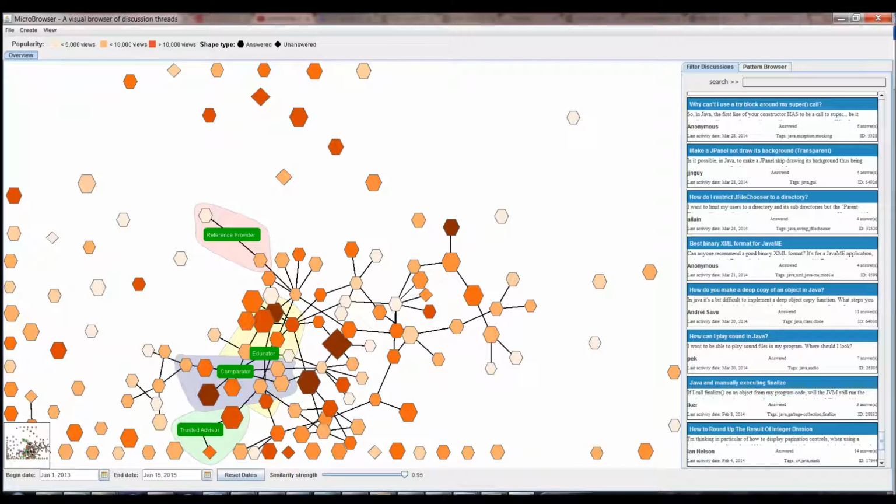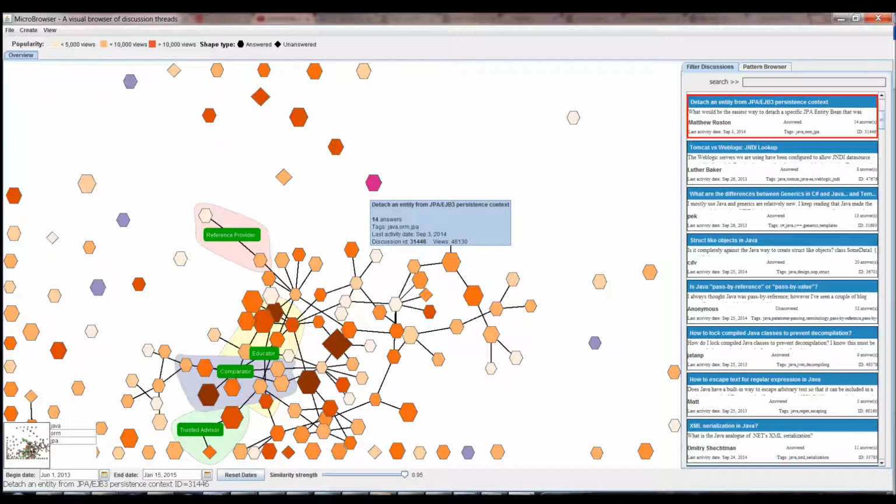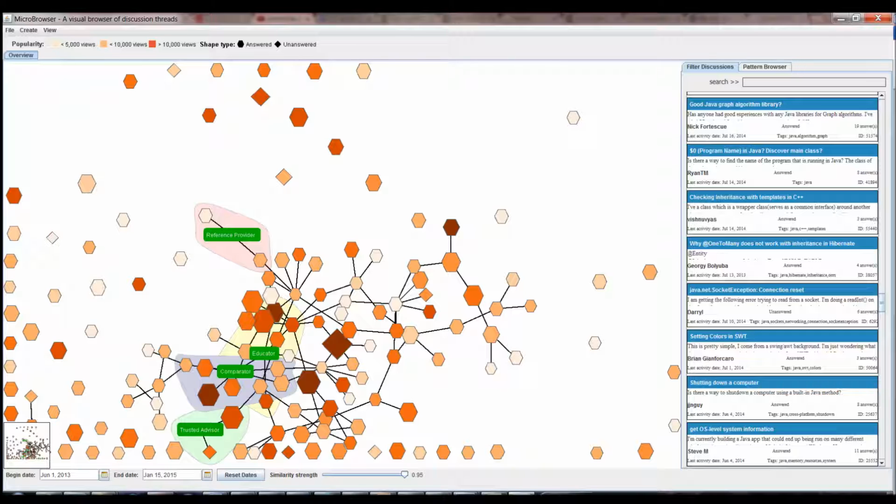Upon opening the application, students are presented with an overview of the knowledge base. The students can browse the discussions using a traditional text-based browsing scheme or by using the knowledge graph. The knowledge graph encodes different information about the discussions. Discussion threads represented as nodes can have multiple answers, but only a single accepted answer.